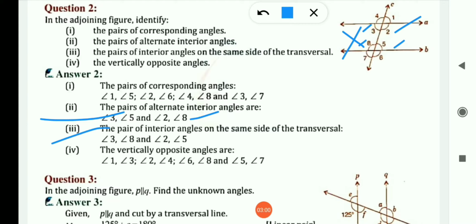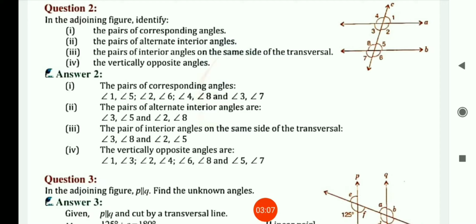Now the third one is the pairs of interior angles on the same side of the transversal. So what is on the same side of the transversal? Angle 3 and angle 8, and angle 2 and angle 5.